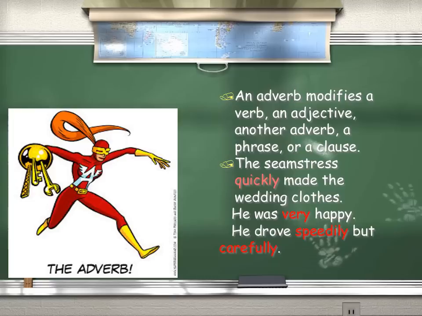The first one says, the seamstress quickly made the wedding clothes. So quickly in this sentence is the adverb. How did the seamstress make the wedding clothes? She made them quickly. He was very happy. How happy was he? He was very happy. So very is the adverb.